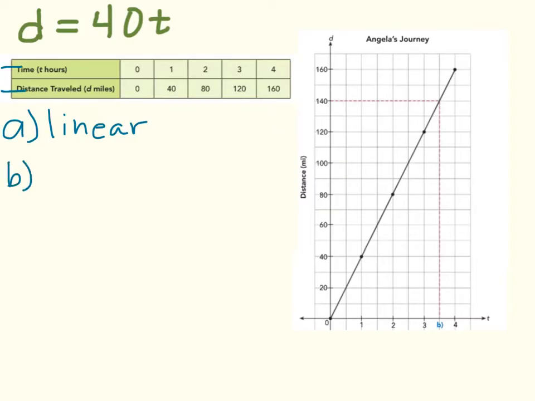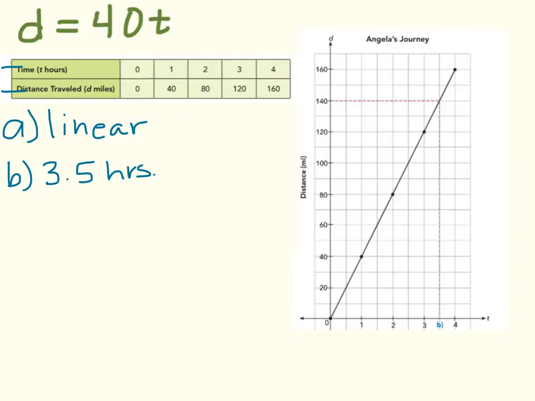We can use the information on the graph to find out information without having to do any math. For example, in question B, we want to find out how far did Angela drive in 3.5 hours. 3.5 is not one of the times given, but by using the graph, we can figure out quite easily how far she drove in that amount of time.